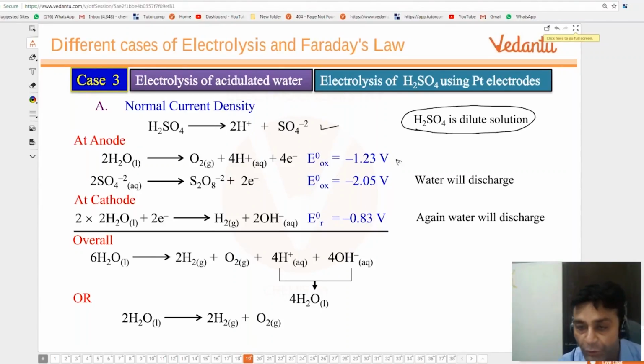See here, which is the higher oxidation potential? See these two values here. Water, so OH ion, water will be oxidized, not the sulfate ion. And at the cathode, the water will be undergoing reduction. Getting me? Any doubt till now? Overall equation we can add just here.